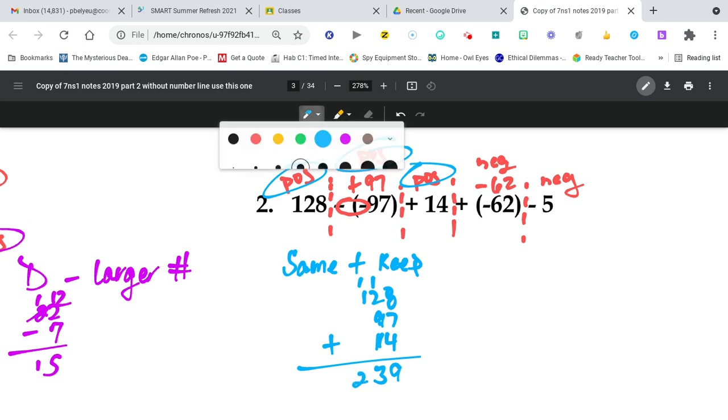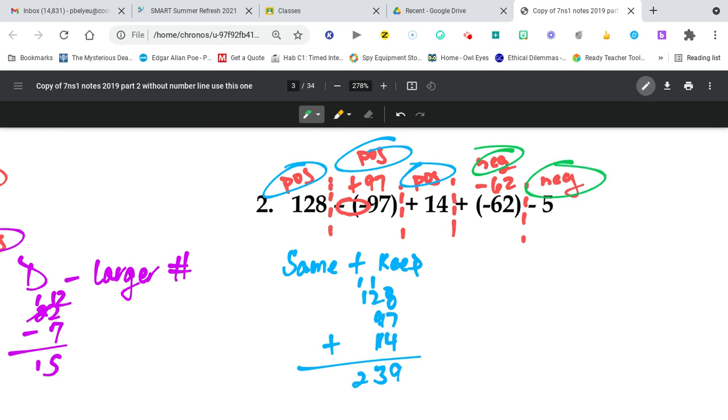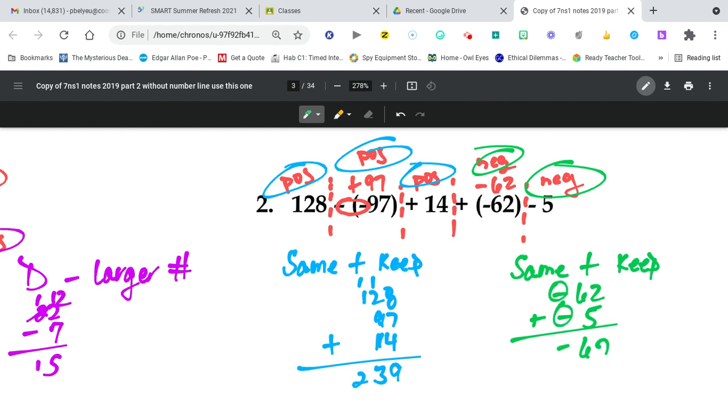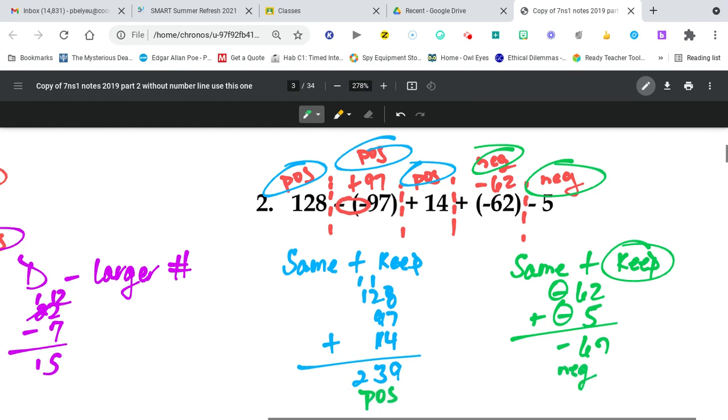Okay? But I also need to look at this part. These two are negative. Okay, but they're the same. So I'm going to plus them and keep the sign there. So I'm going to take the negative 62 and add to it negative 5, 2. That's 67. But you're going to keep the signs. Okay? So now I got 239 positives and 67 negatives. Those are my remaining numbers.